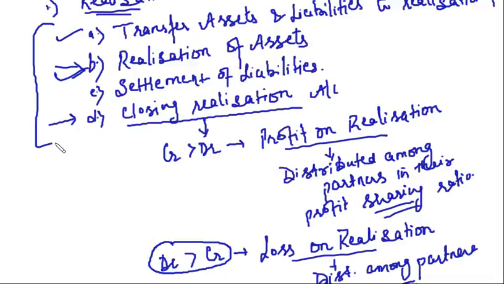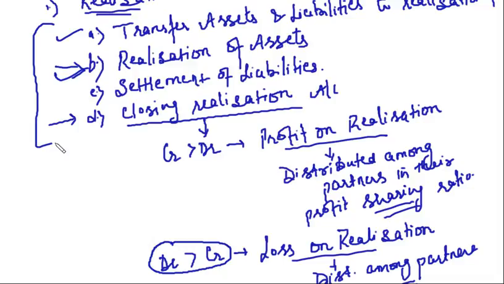Clear? So in case of realization, we will talk only of the outsider's liabilities. We will not talk about the partner's loan. We will not talk about the partner's capital. We will only talk about the outsider's liabilities. Clear? Then after doing all these steps, the last step will be closing the realization account.